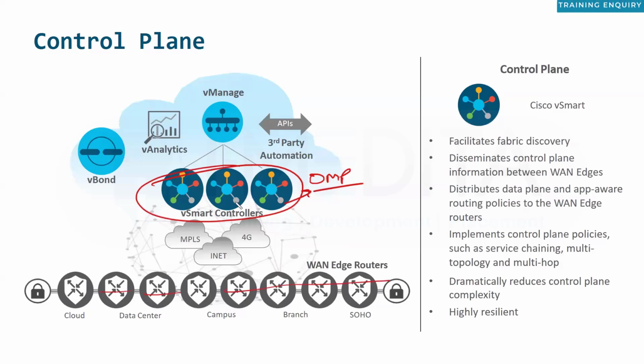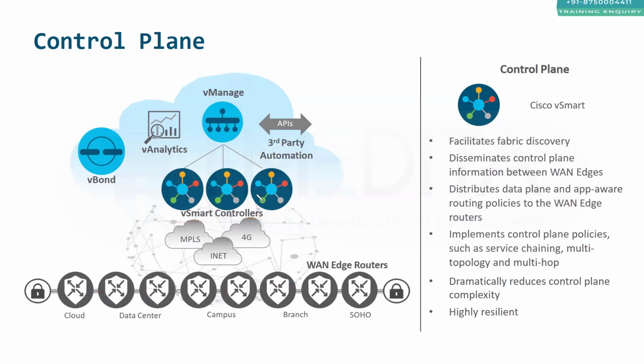So the point is that vSmart controllers are going to have the control plane database and will have the responsibility to select the best path and to provide that best path information to the managed routers, right? All that stuff will be done by the vSmart controllers.